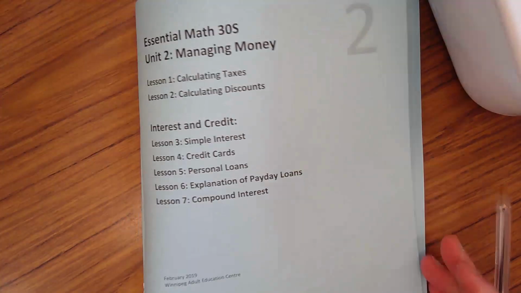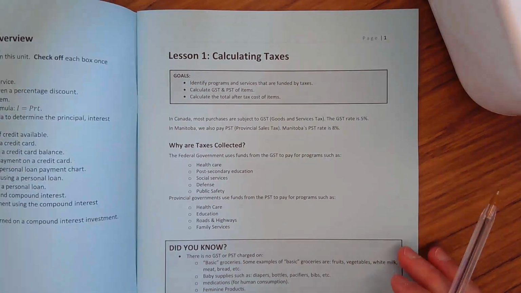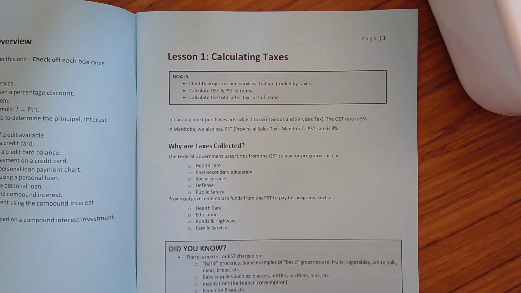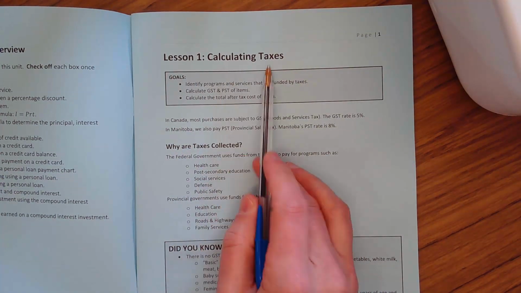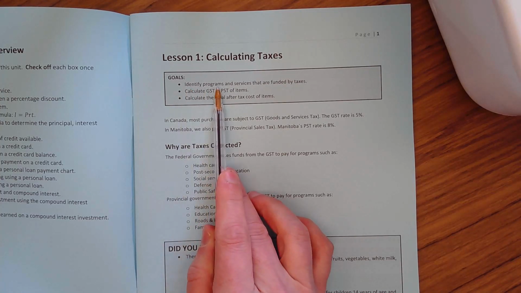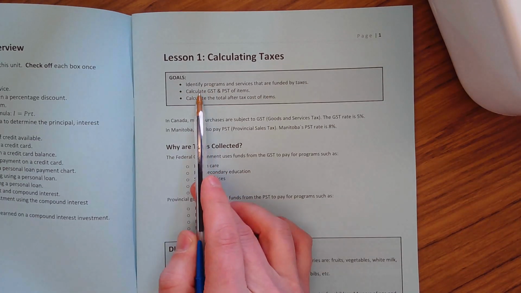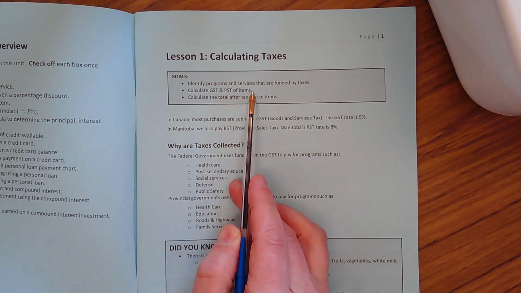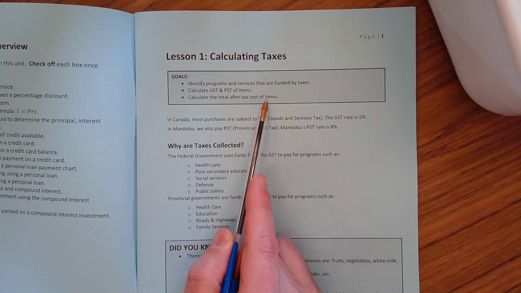Okay, so we're starting the booklet, Managing Money. We're going to go a little bit slowly with this booklet because there's more stuff that students have trouble with, more things to remember. The goals of the first lesson, which are learning how to calculate taxes, are to identify programs and services that are funded by taxes, to calculate GST and PST, and if you don't know what those are, we'll go through them, and to calculate total after-tax cost of items.